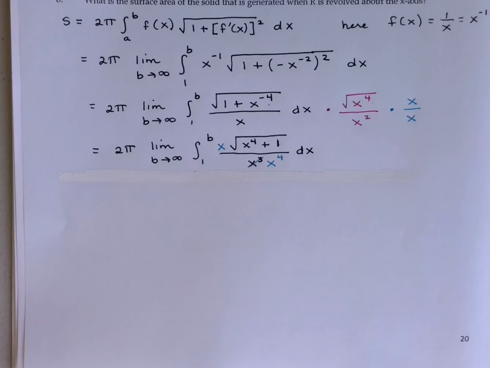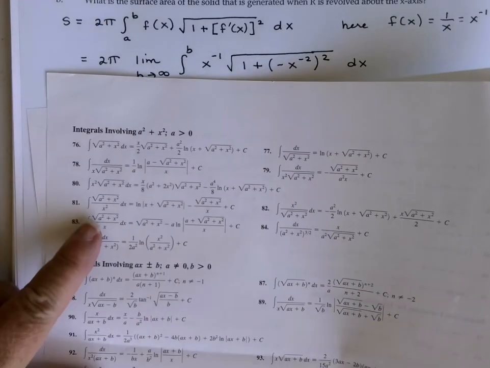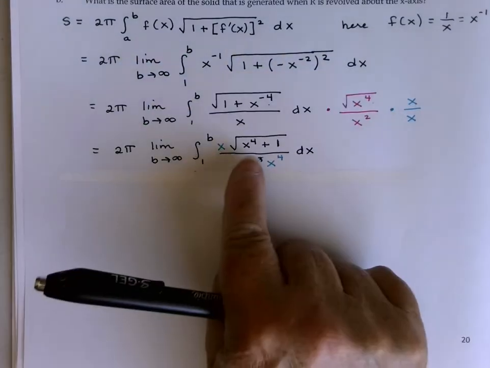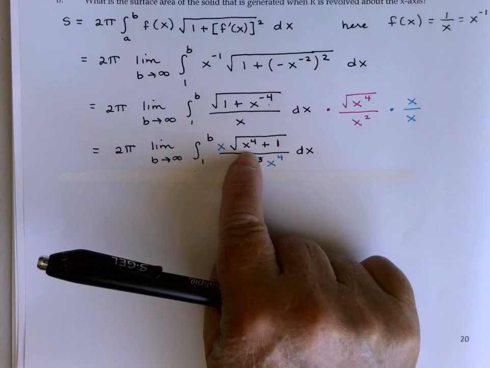All right, I'm now ready for a u substitution. Again, my goal is this number 81, and so I really need a u squared under here, and instead I've got x to the 4th. So I'm going to let u be x squared, and that way this will become a u squared.